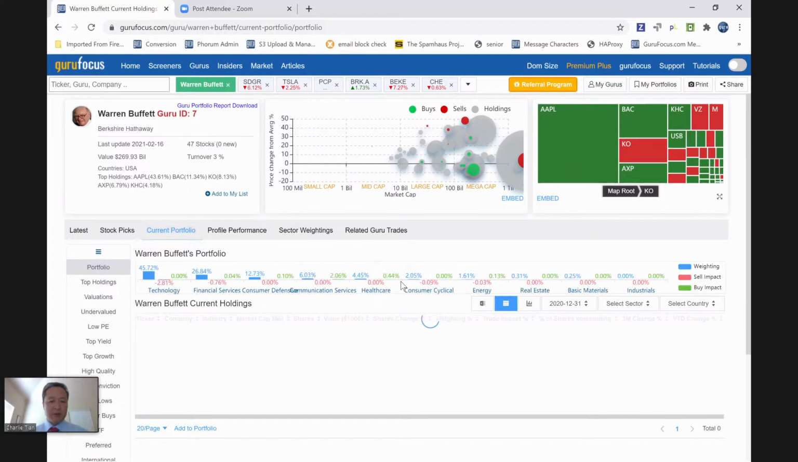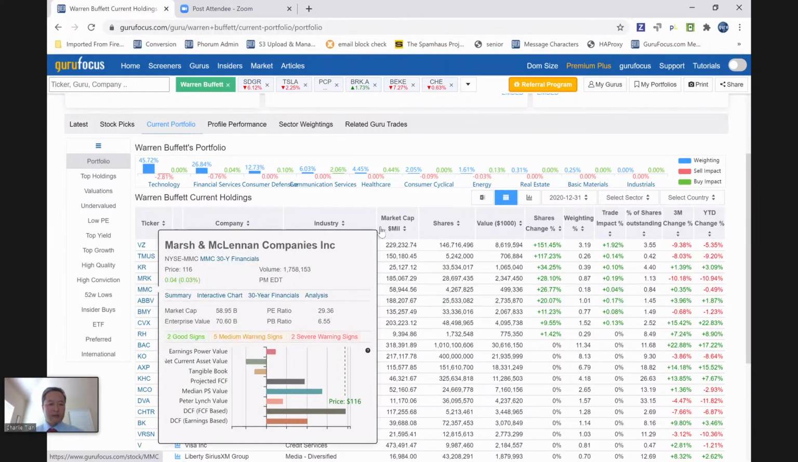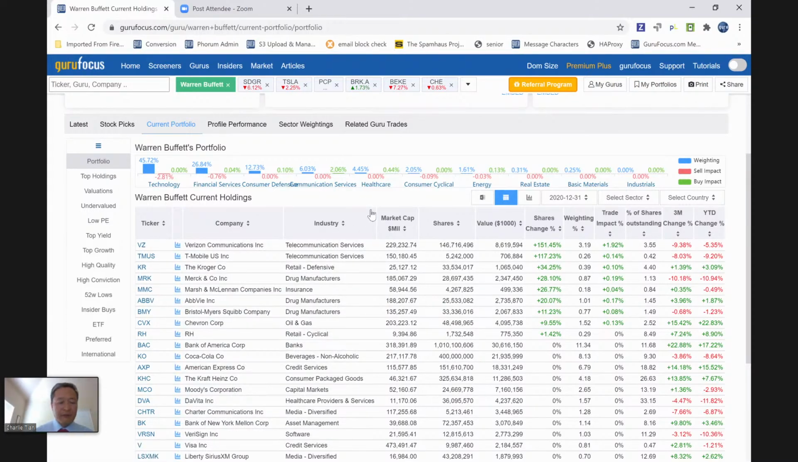If I come here and look at his complete portfolio, we can see what he bought lately, sorted by default. The first one is Verizon, the second one is T-Mobile, then Kroger, Merck, Marsh and McLennan, the insurance broker company, and AbbVie. He bought lots of companies in traditional industries, and the valuation is actually quite low.